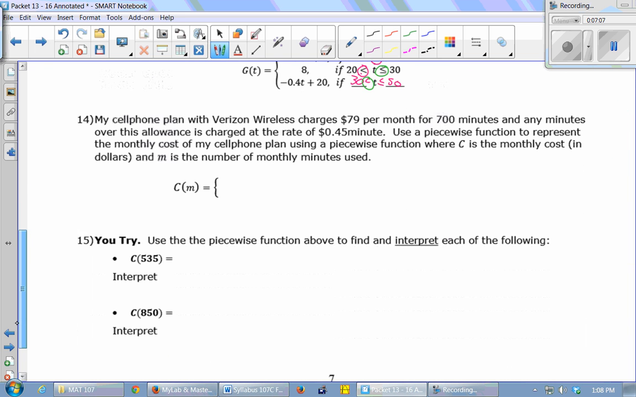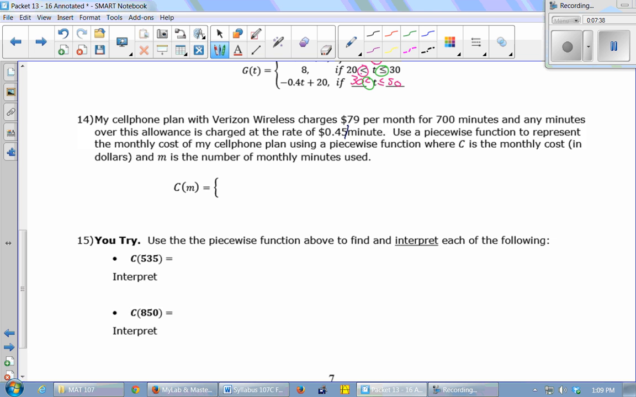So here's another real life example. My cell phone plan with Verizon charges $79 a month for 700 minutes, and any minutes over that allowance is charged 45 cents a minute. So we want to use a piecewise function to represent the monthly cost of my cell phone plan, where C is the cost and M is the number of monthly minutes used.